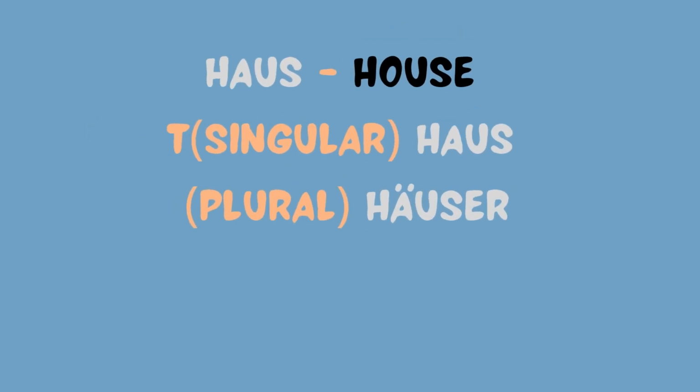Haus, house. Singular, Haus. Plural, Häuser. Explanation. A noun referring to a single house, singular, or multiple houses, plural.